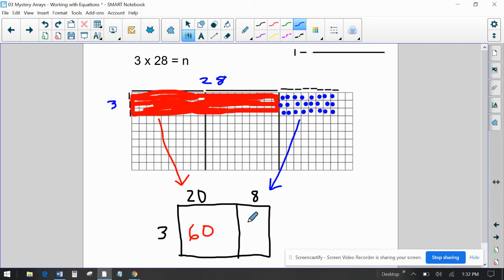If I counted all of them, I know 8 times 3 is 24, because I memorized my facts. All right, and then 60 plus 24 is 84. So n equals 84. Or in other words, 3 times 28 equals 84.